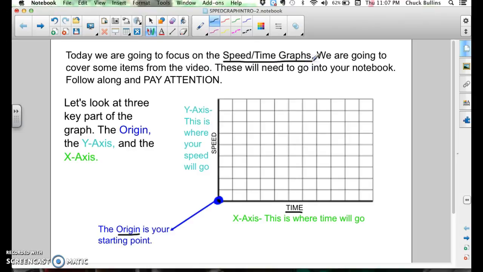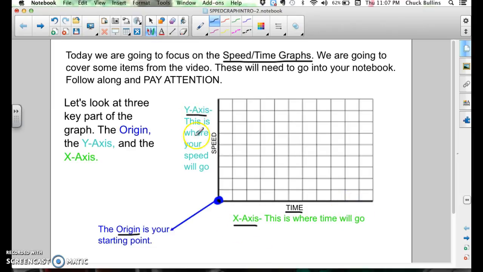Before we get into the actual speed time graphs, I want to introduce a little bit of what the different parts of a graph are. And we've seen these types of graphs in morning work since the first week of school. What we haven't talked about is this vertical area is your y-axis. The horizontal axis down here is your x-axis.